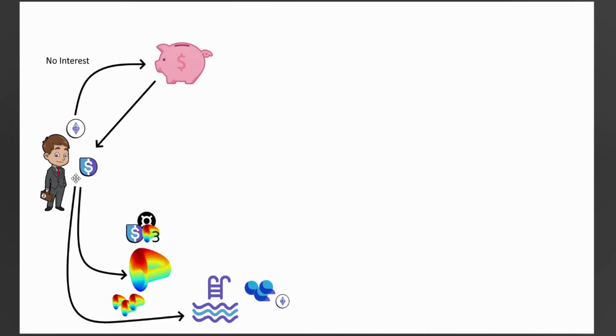Or you can put the LUSD into the stability pool and earn some liquity tokens and some ETH, okay? So this stability pool is used to liquidate these positions when they become liquidatable. Again, watch that other video if you want to understand this system better.